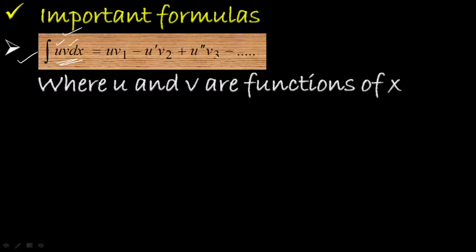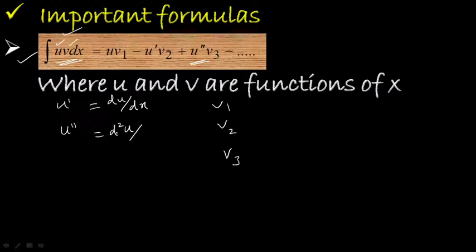And this goes up to infinity. So we stop the procedure whenever the derivative becomes 0. Here both u and v are functions of x. Here u dash, u double dash, etc. are successive derivatives of u, whereas v1, v2, v3 are successive integrals of v. So u dash means you have to differentiate u with respect to x once. U double dash means you have to differentiate u twice with respect to x.